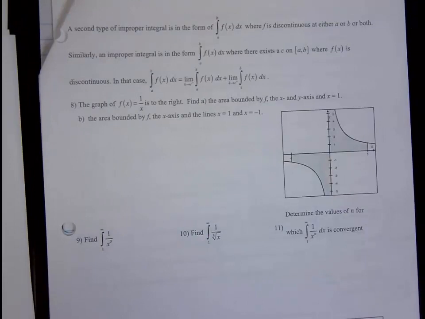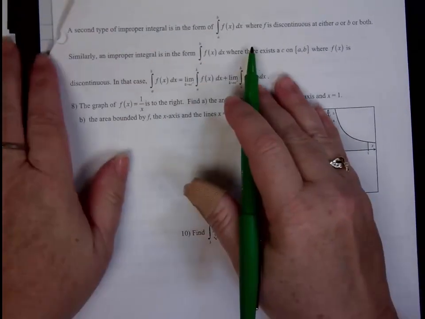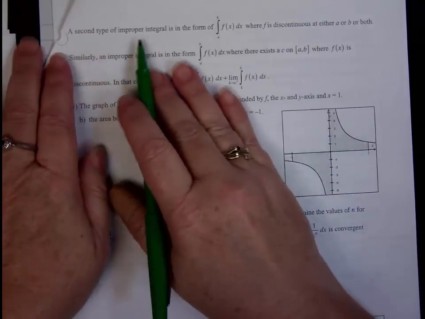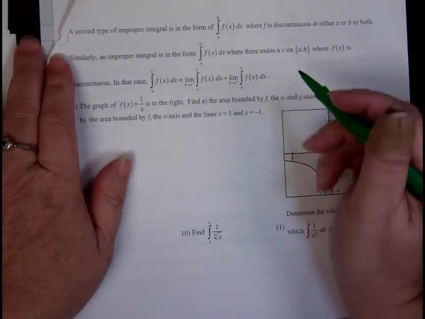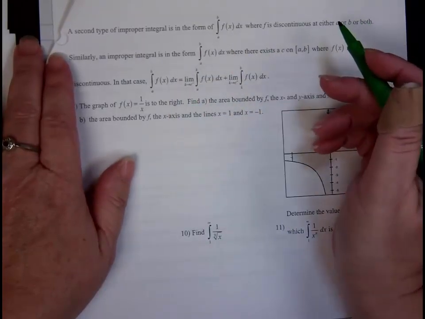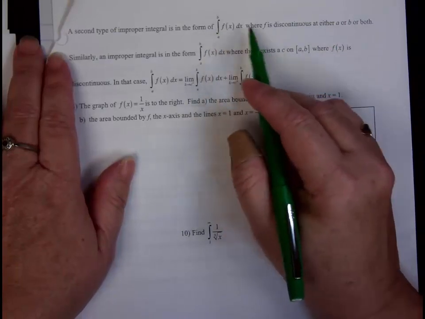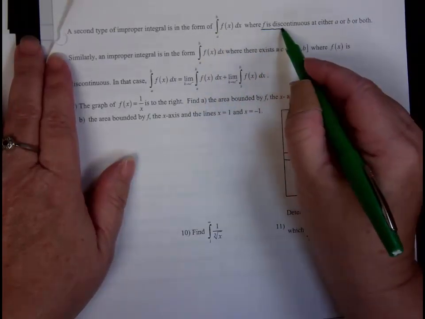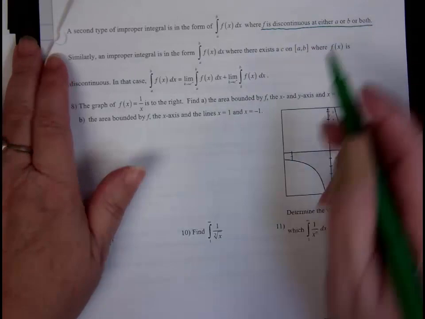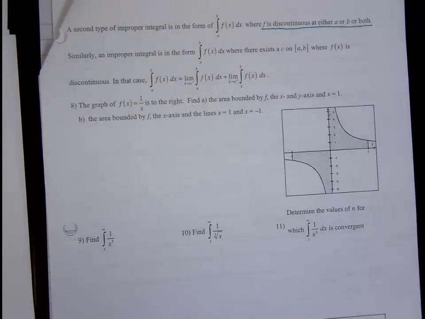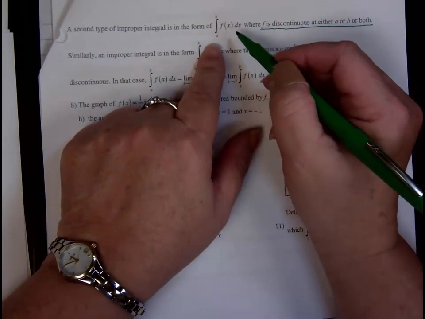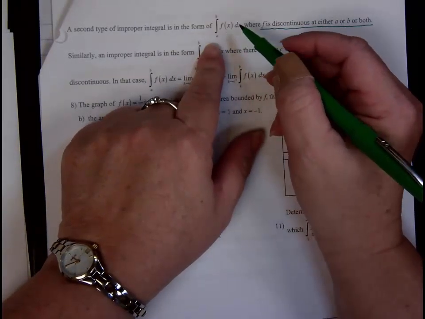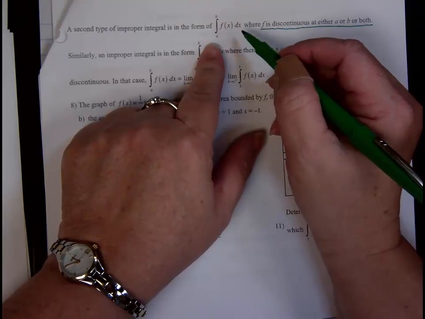All right, a second type of improper integral is one that is explained in this paragraph right here. So read along with me. It says a second type of improper integral is in the form of the integral from a to b of f of x dx. Do you see an infinity on that integral anywhere? No. But what's happening is that f is discontinuous either at a or b or both. In other words, if you plug a or b into the function, you get undefined. Okay? It just doesn't exist there.